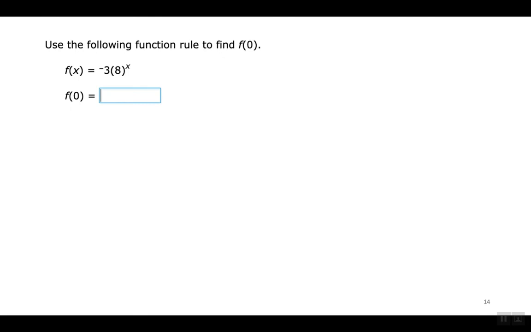So it says use the following function rule to find f of 0. Alright, so I'm going to substitute 0 wherever I see x, which is going to make it this.